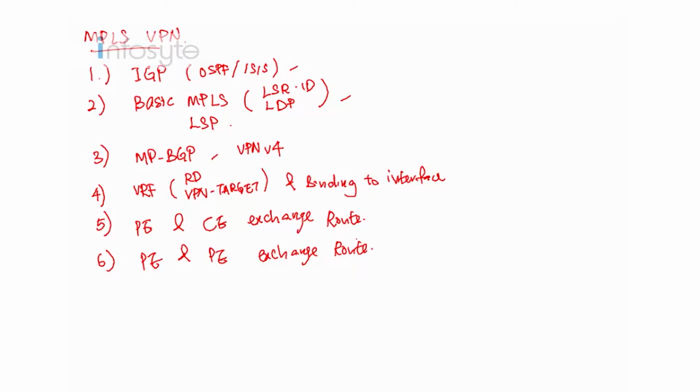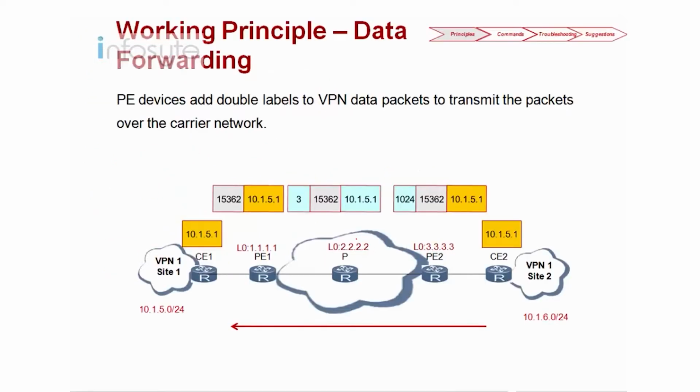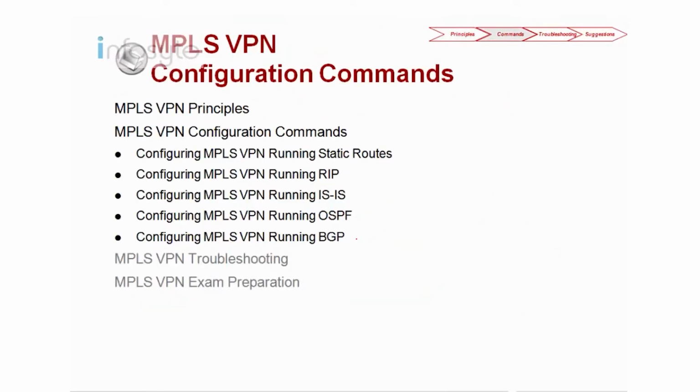For the next one, let's have a look. The next one that we will look at is the MPLS configuration command. Over here they will show you how to configure the MPLS VPN running on the static route, IS-IS, OSPF, as well as BGP. Okay, let's have a look.